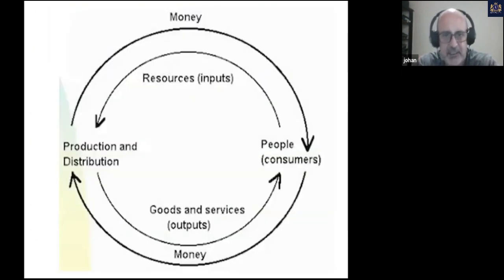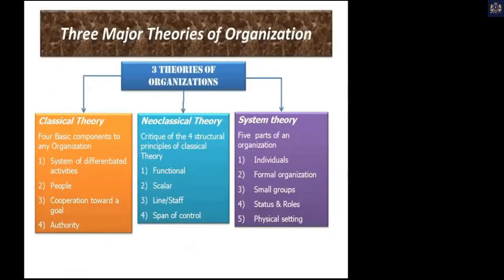And in this case, we have the product and distribution, and we have the consumer. On the one hand, we have money flowing to them. On the other hand, the money will flow back. Goods and services go to the people, and resources and inputs will flow back. So it's more than only supply and demand. We now involve things like people buy because of certain reasons, not only because they need something.